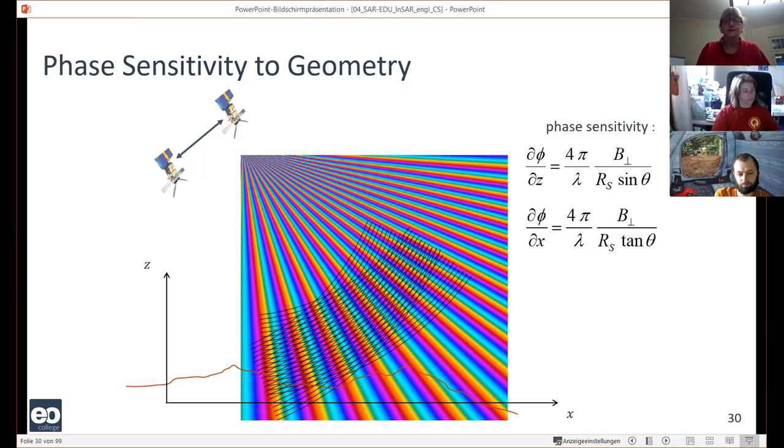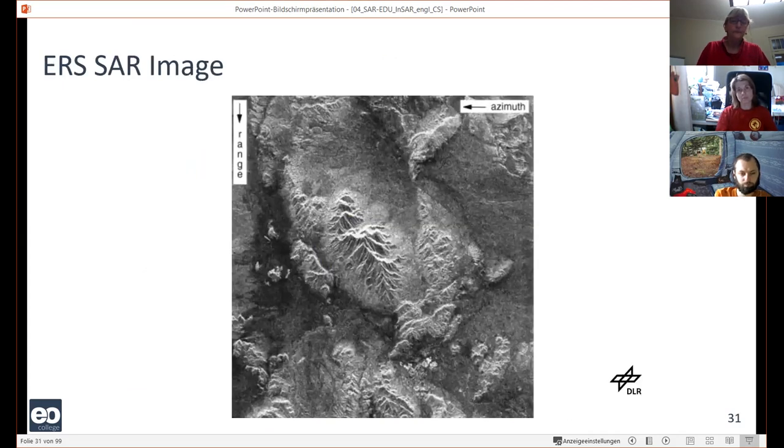And then so you either look in the delta Z direction, here in the height direction, and that's, yes, the sine, sinus theta, or here in the X direction, and then it will be the tangents of theta. Yeah, and he has, of course, also an example. He's using ERS. So he is Professor Eineder. This is his slides now.